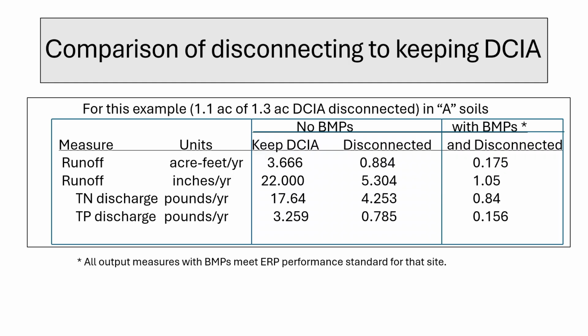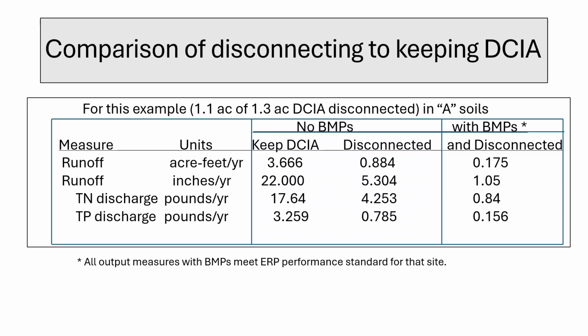When you go one step further and add a retention BMP to the disconnected system, the numbers drop even further, down to 0.175 acre-feet of runoff and just 0.84 pounds of total nitrogen per year. That is the column marked with the asterisk, meaning all output measures with BMPs meet the Environmental Resource Permitting Performance Standard for that site.